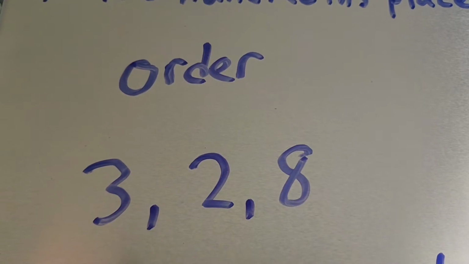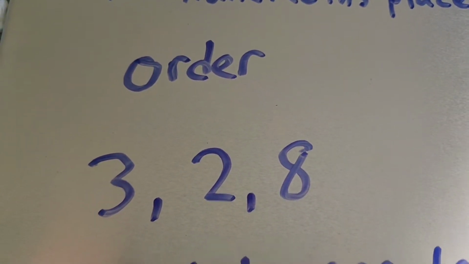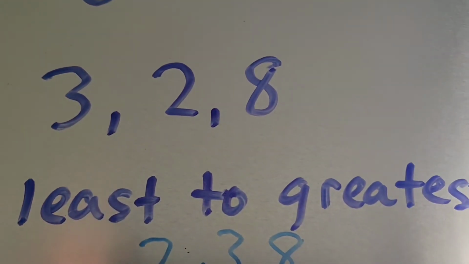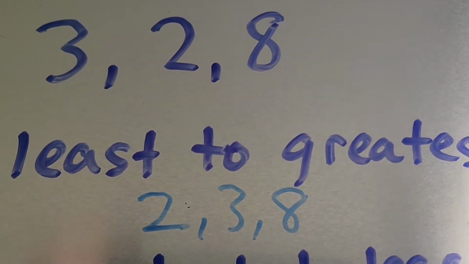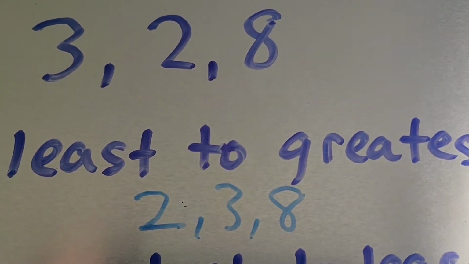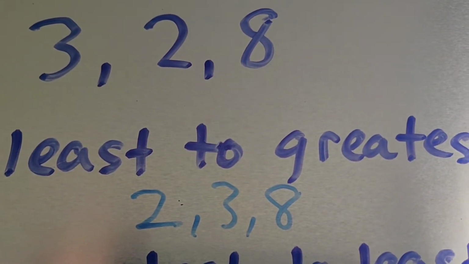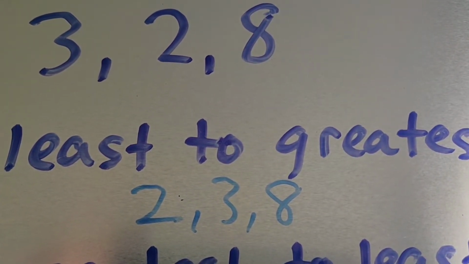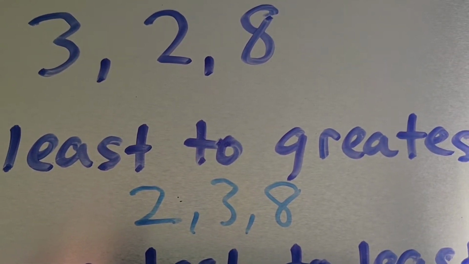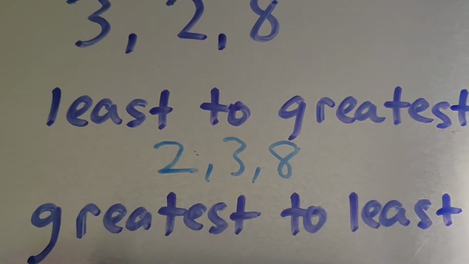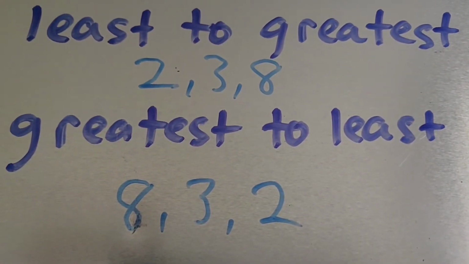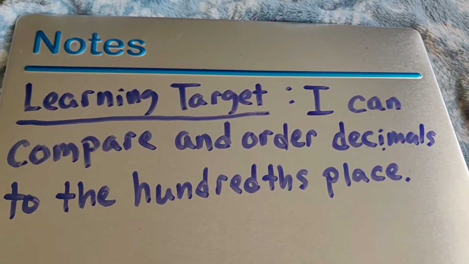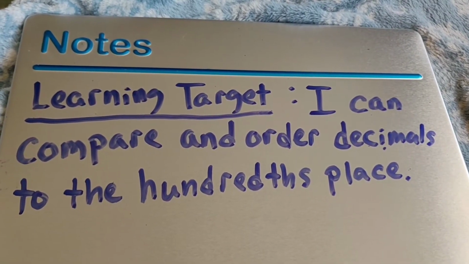So again, when we see that word order, it means put them in order. And if we're going to take 3, 2, and 8 and put them in order from least to greatest, there you have the least number 2, then you have 3, then you have the greatest number 8. Notice that we separate them by commas when we put them in order. So 2, 3, and 8 from least to greatest. And then from greatest to least, we have 8, 3, 2. So in our learning target, what are we comparing and ordering?